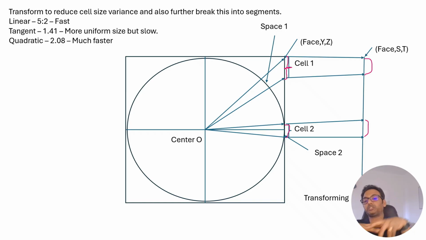In the case of a linear transformation, the ratio of the maximum space covered by a cell to the minimum space covered by a cell is 5:2. So this is unevenly distributed data with the linear one. But if you use the tangent, this ratio will be 1.41 between max size and min size covered by a cell, and this is more uniform data. Then there is another transformation algorithm, the quadratic. If we use the quadratic transformation, the ratio becomes 2.08, but it is much faster than the tangent one.